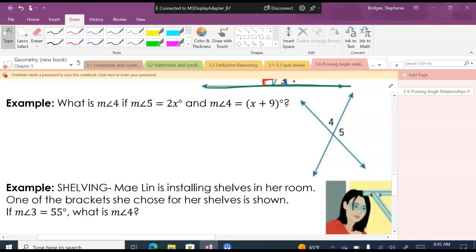So what we want to do is we want to take the measure of angle 4. What do they tell me that is? X plus 9, okay. And then a measure of angle 5, which they told me was 2x. I want to do what to those? Add them. Okay, so x plus 9 plus 2x. And I'm going to set it equal to, how much is a linear pair? 180. Okay, so what I need you to do is solve that for x first. Solve that equation for x.